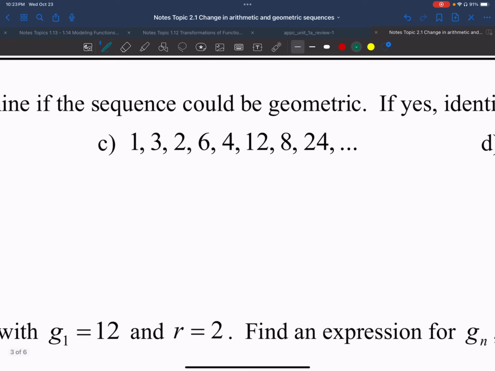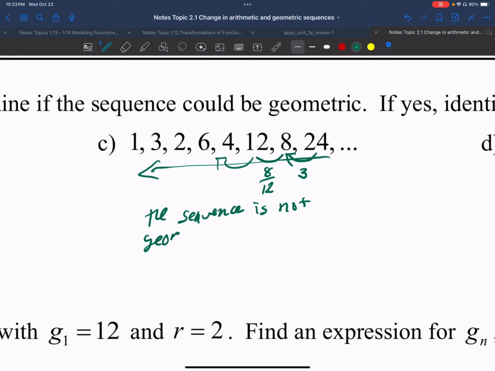Okay, for C, that gave me the sequence already. So again, I'm going to do something similar. I'm going to go from right to left and divide. 24 divided by 8 will give me 3. 8 divided by 12 does not give me 3. So I don't have to continue further again, because it has to work for every single number. The common ratio has to be the same throughout the whole sequence. So for this one, I know that the sequence is not geometric because there's not a common ratio.